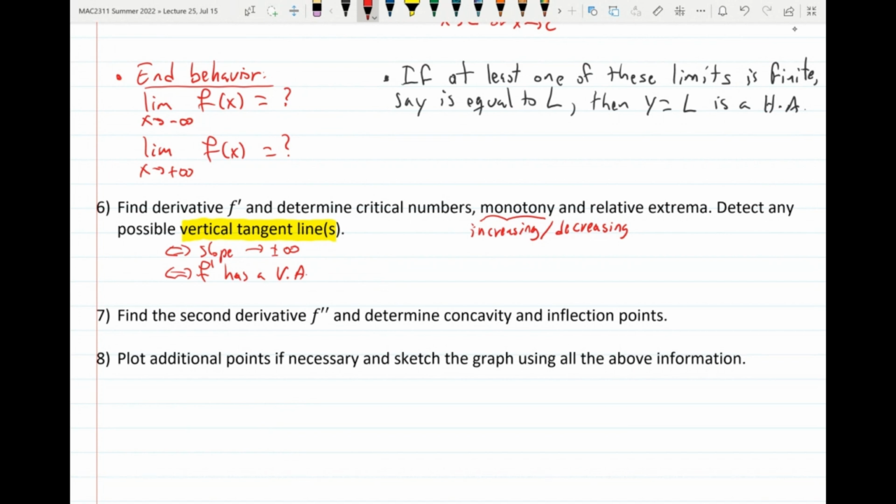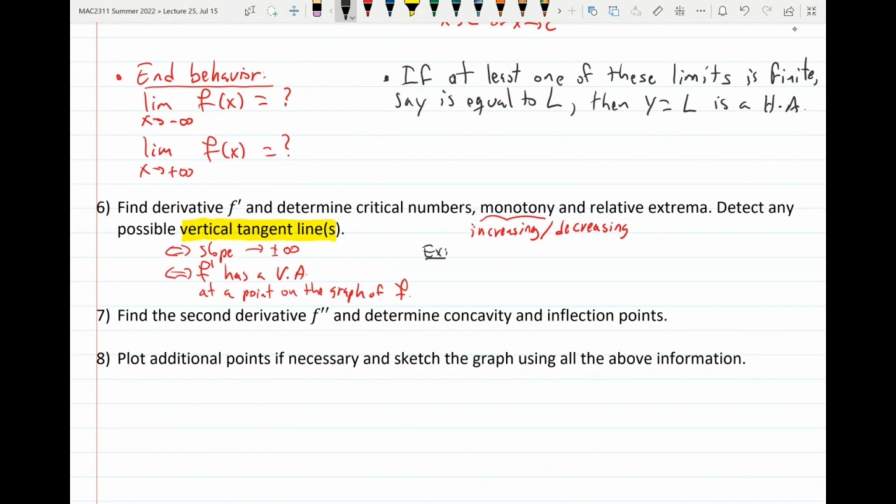So the slope is approaching negative infinity, which is the same thing as saying that f prime has a vertical asymptote, and the point on the graph of f is important. If the point is not in the domain of f, then we don't care about it, okay? So this is important. I guess let me give you a quick example so you see what I mean.